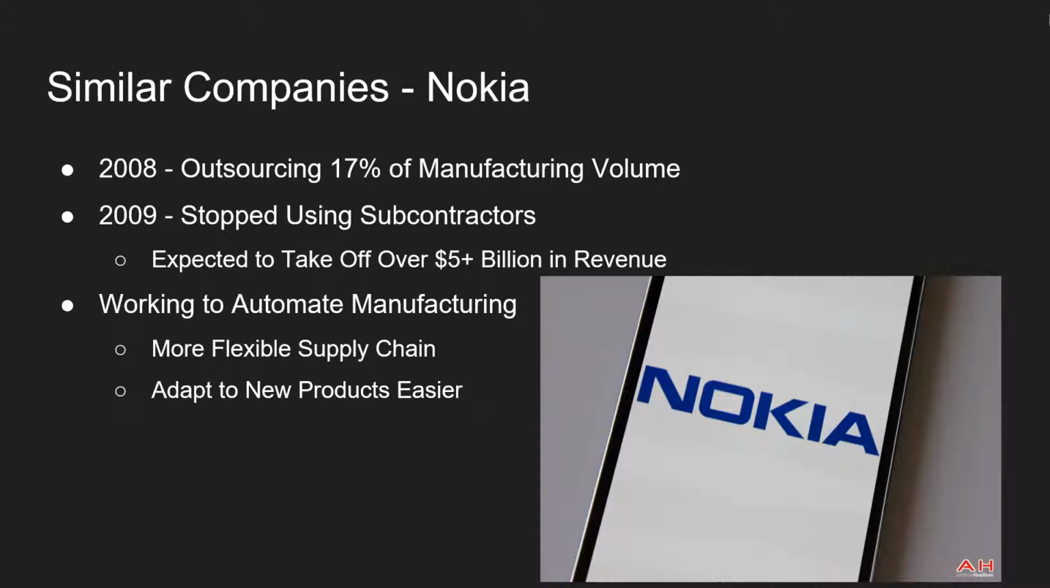Nokia has a manufacturing plant in Oulu, Finland, and is working to automate almost every aspect of their operation. Automating manufacturing allows them to become much more efficient and puts them above others in the competition that are slower in manufacturing. The supply chain becomes more flexible and the company is able to adapt to new products much easier.